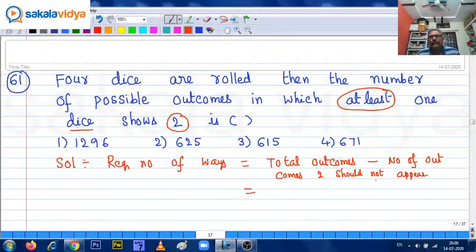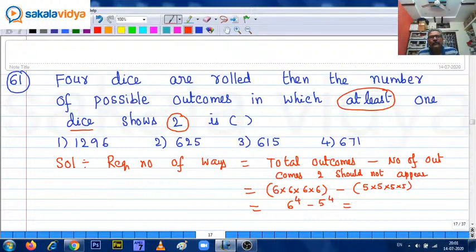So 2 should not appear means we need to consider only 5 cases. The total outcomes is actually 6 into 6 into 6 into 6. So 2 is kept aside, and for 4 dice there are only 5 cases: 1, 3, 4, 5, 6, that's all. So we can write 6 to the power of 4 minus 5 to the power of 4.